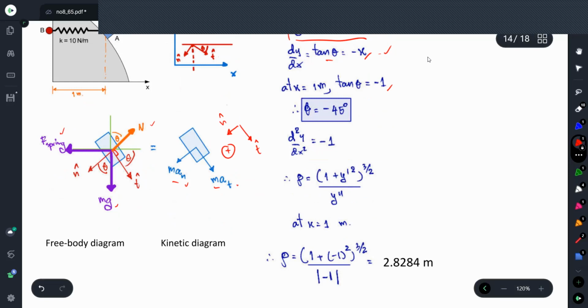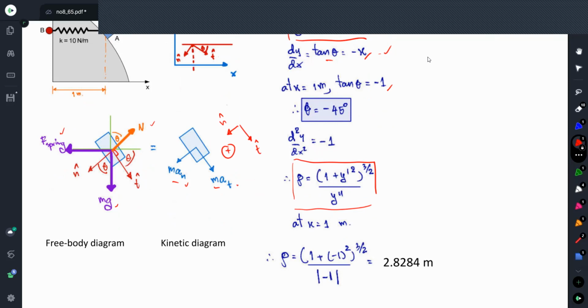From the formula of the radius of curvature that is defined by this, we substitute the value of x equal to 1 into this equation, and also y prime and y double prime. We obtain the radius of curvature becomes 2.8284 meter. Okay, like this.